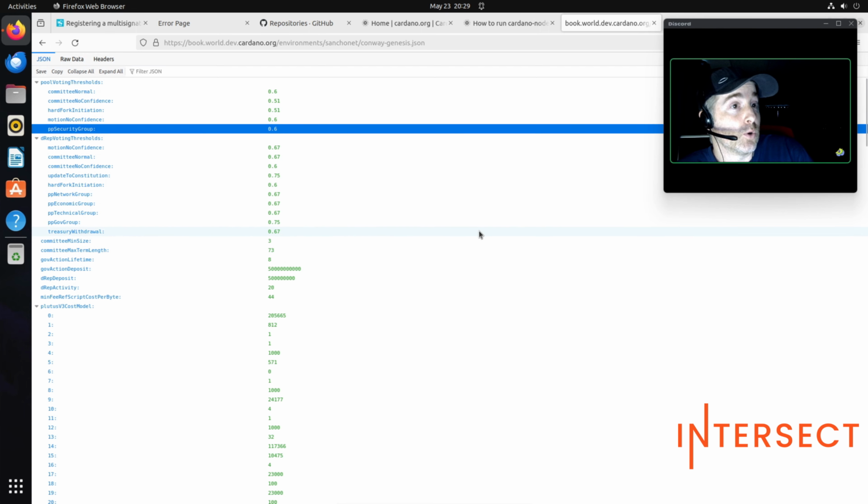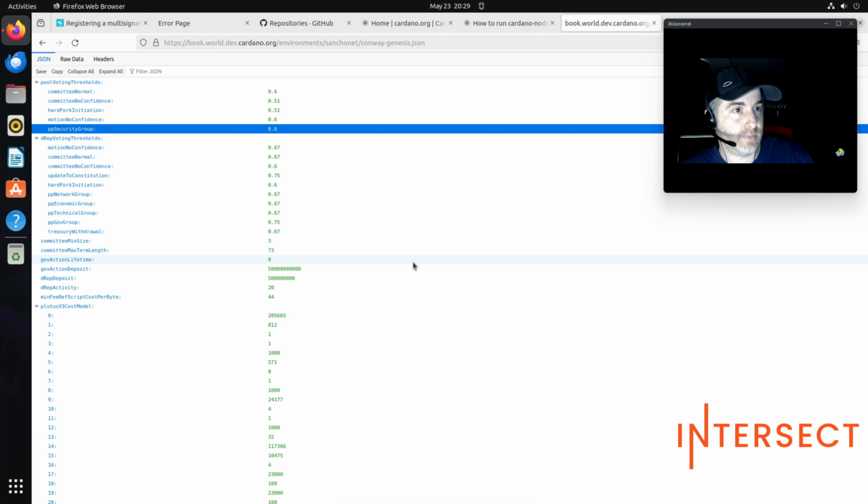And the reason is there's no automated abstain for stake pool operators. If they do nothing and don't get involved at all in governance, they will never be seen as inactive and they will always be considered a no vote by the system.